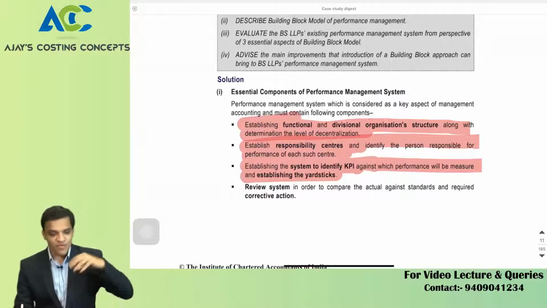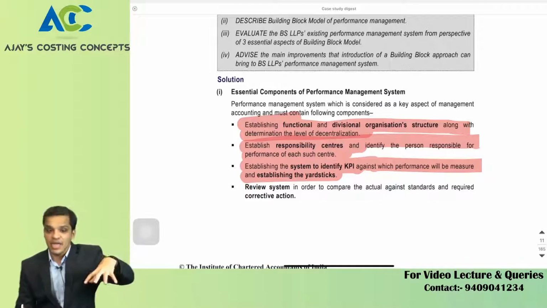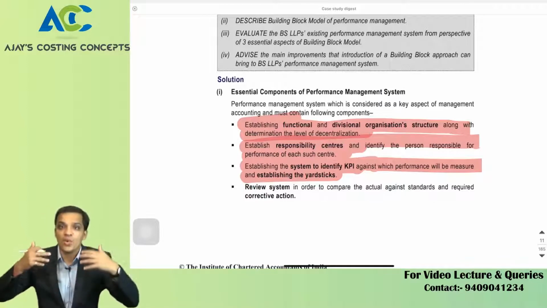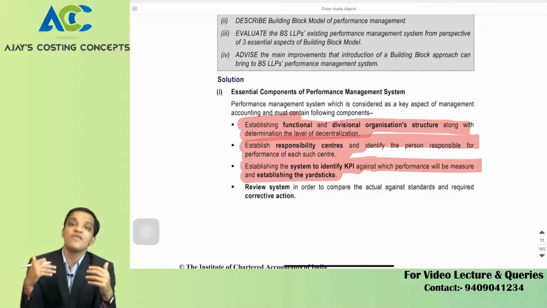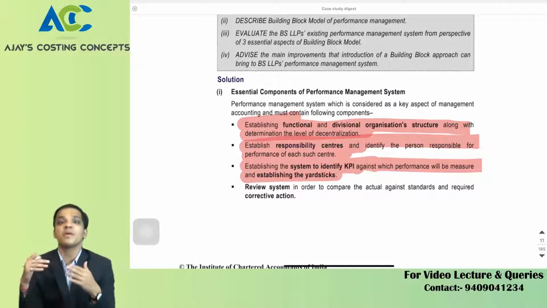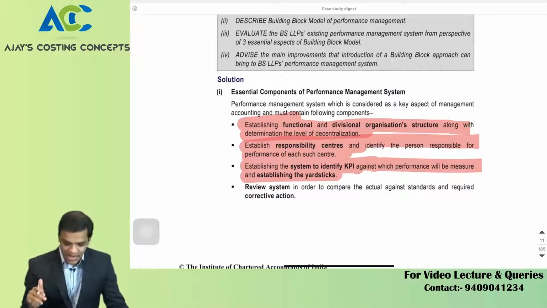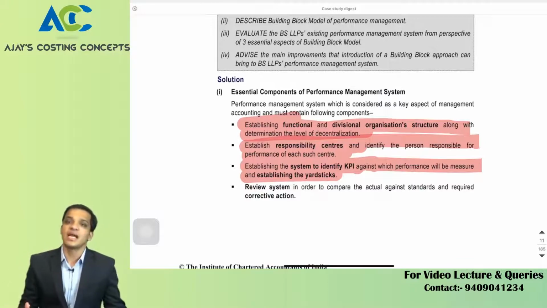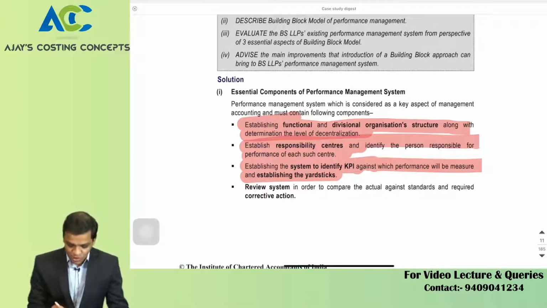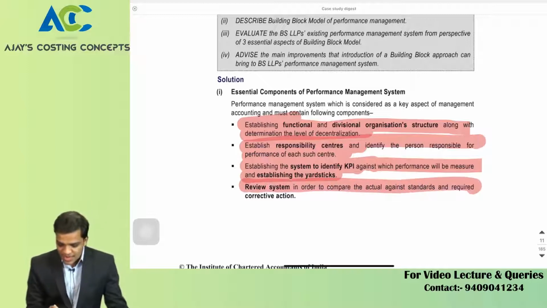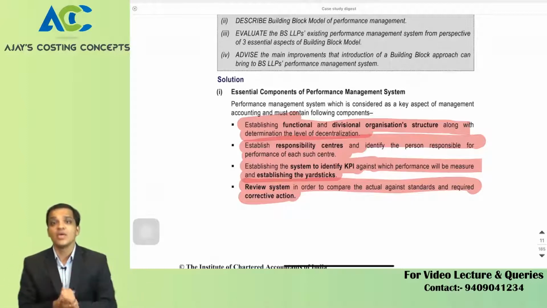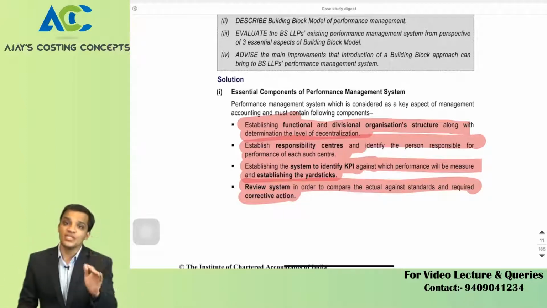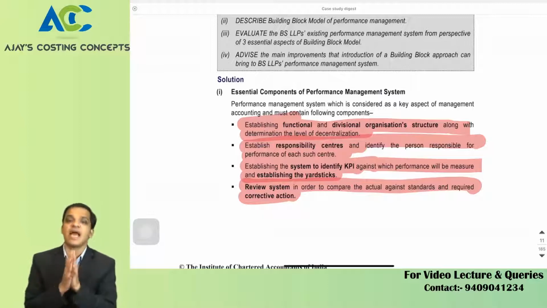We give you a function, we do a decentralization, and we give you a responsibility. But once the responsibility has been provided, how will you measure the performance? For that, key performance indicators should be identified and accordingly yardsticks established and measurement done. And fourth is a review system in order to compare actual against standard for corrective action. What are your standards? What are your actuals? On the basis of those, corrective action should be taken.